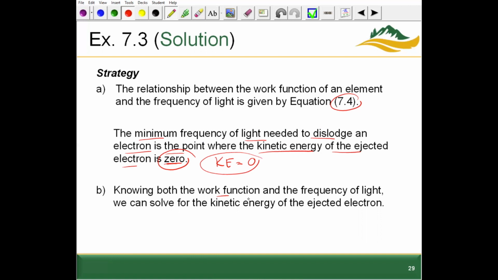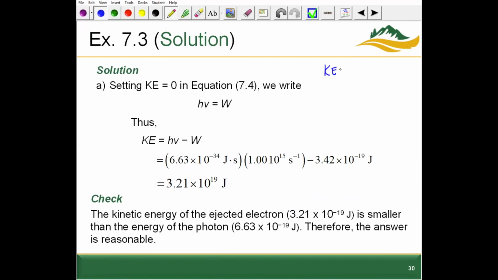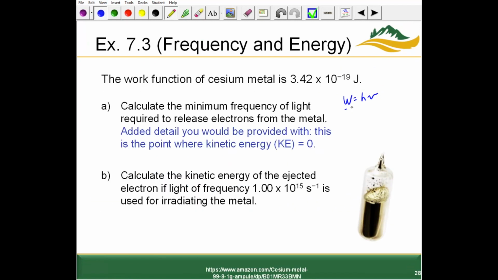Then, knowing both the work function and the frequency of light, we can solve for the kinetic energy of the ejected electron. So that equation we looked at and we're going to practice with, we can rearrange it to solve for kinetic energy. Again, here we're going to assume kinetic energy is equal to 0. So 0 equals Planck's constant times the frequency minus the work function. So the work function here, then plus W to the other side. The work function is equal to Planck's constant times the frequency. So W equals Planck's constant times the frequency.